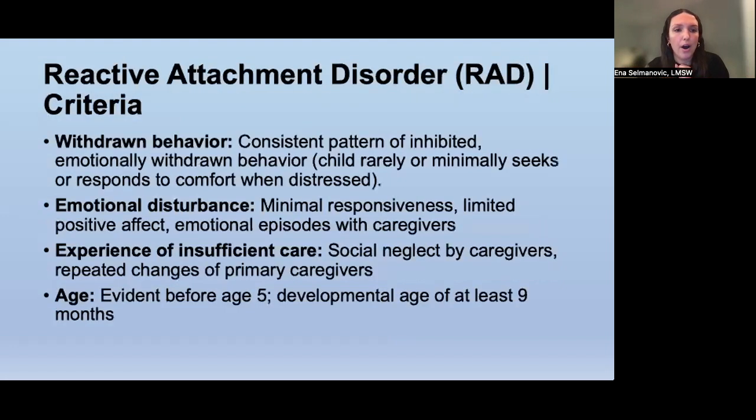So let's look at reactive attachment disorder a little more closely. So the criteria for RAD is withdrawn behavior. This is a key defining factor. Consistent pattern of inhibited, emotionally withdrawn behavior. A way this can manifest is that the child rarely or minimally seeks comfort when distressed, or rarely or minimally responds to comfort when distressed. So that's one key thing, withdrawn behavior. The next is emotional disturbance, which means minimal responsiveness and limited positive affect.